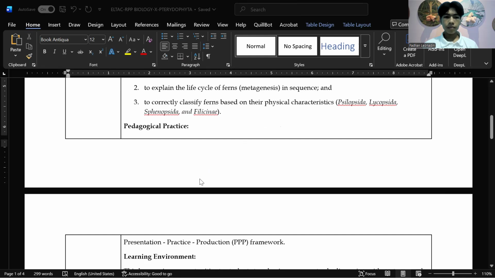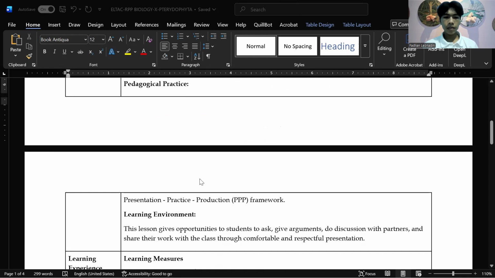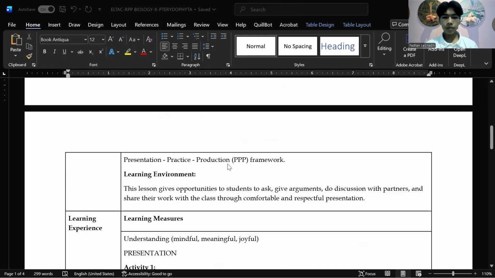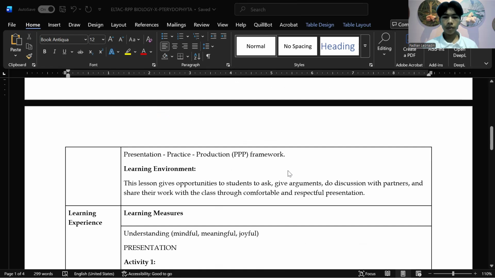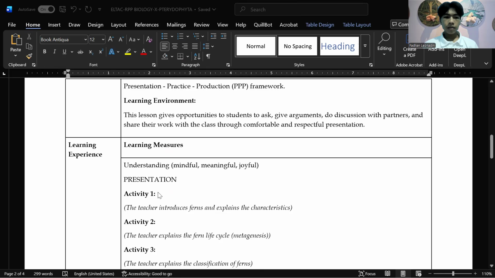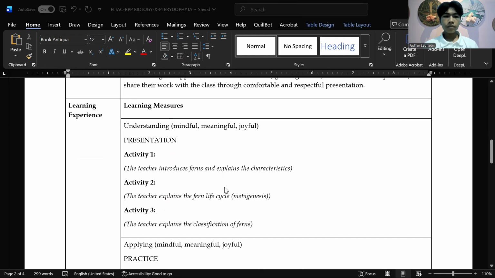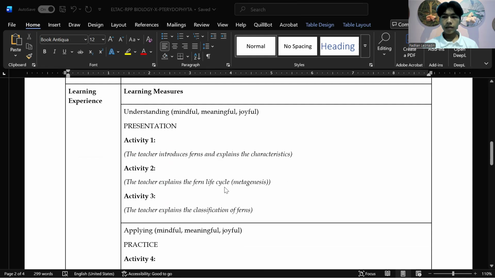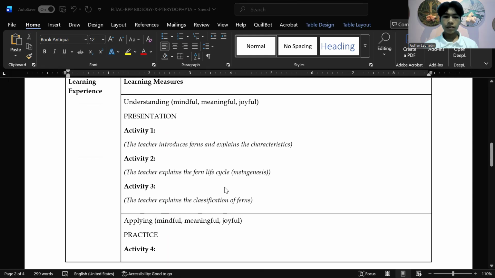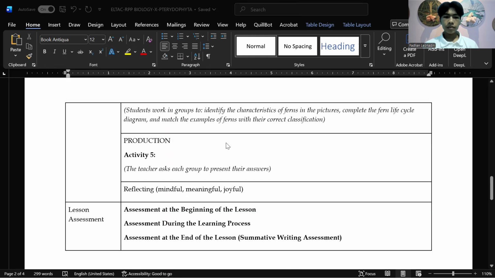And then the practice of pedagogical: I use the presentation, practice, and production framework, triple P. And then for the learning experience or the main activity, I already divide them into four stages, which are presentation, practice, production, and lastly, reflection.